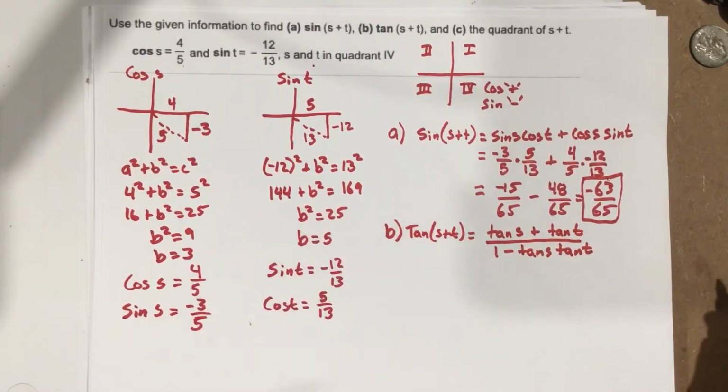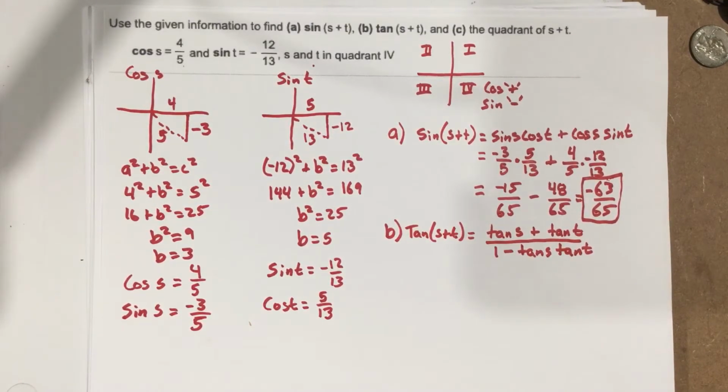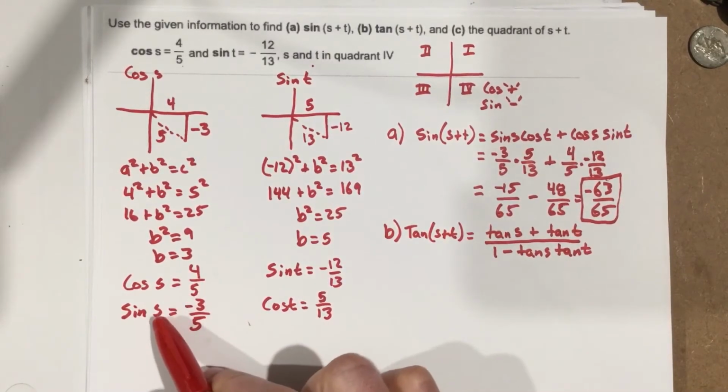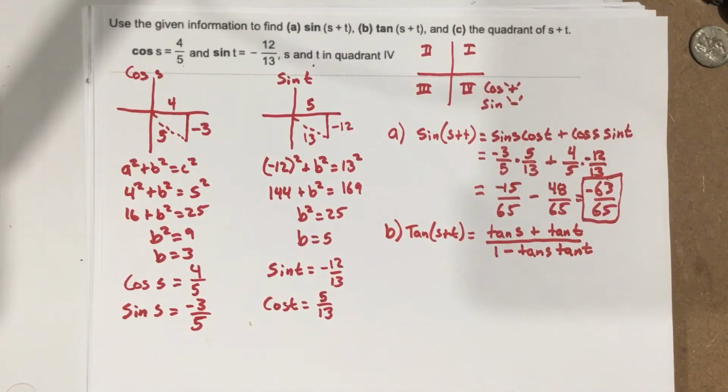Now, the problem is we don't know tan s or tan t, right? We don't know tan s, we don't know tan t. We only know cosine s, sine t, cosine t. We can find those though.